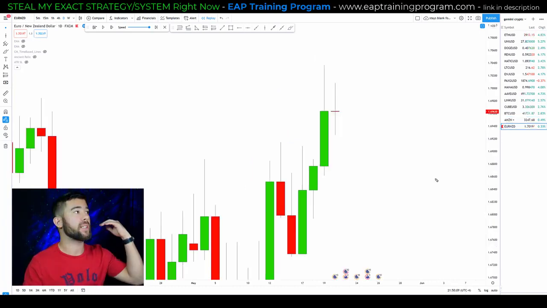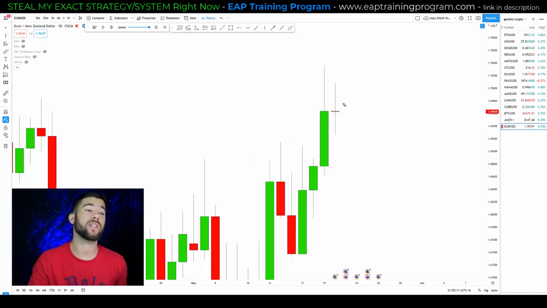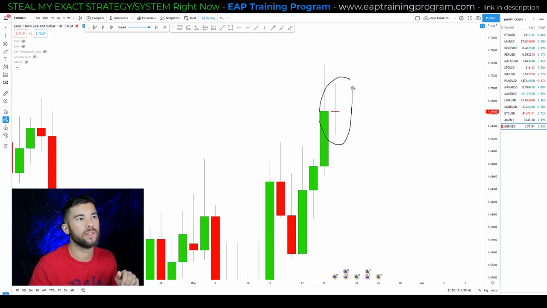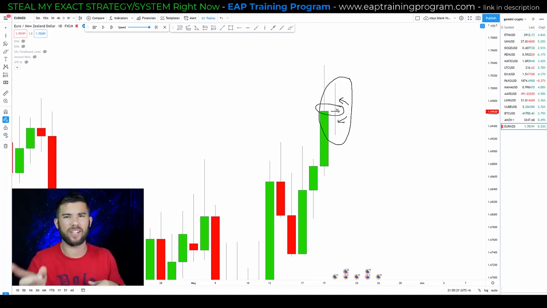Here we are on the daily chart of the Euro New Zealand, and what you see on this chart is an indecision candle. What these look like is they have, no matter the size of the wicks or the body of this candle, similar wicks to the top and the bottom with a small body. The body does need to be small, but all we're looking for, no matter how big the wicks are, is that they are similar in size.